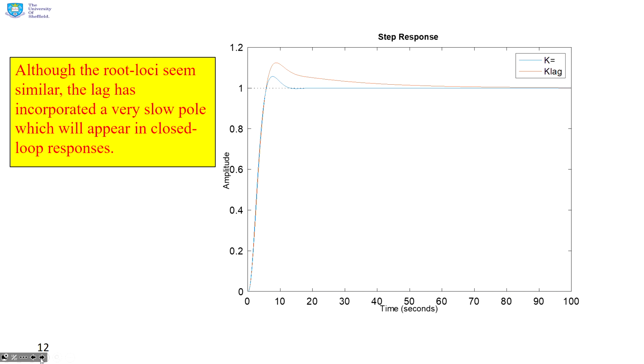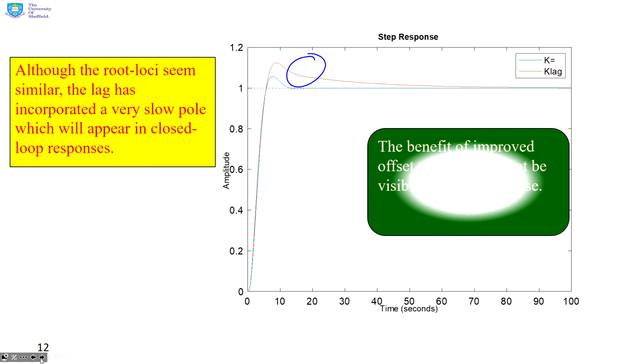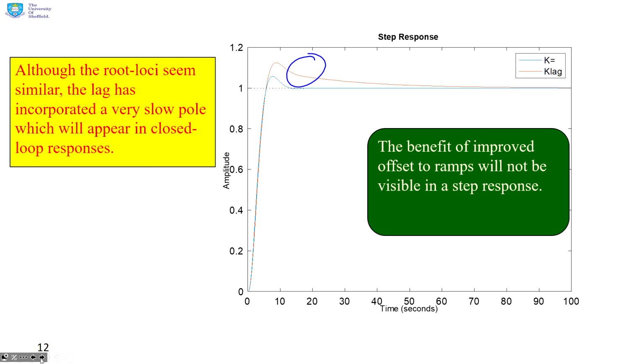If you look at the responses, unsurprisingly, you can see that with the lag, your overshoot is not quite as good as it was before, and you have got this very slow settling due to this very slow pole. And of course, the benefit will be seen if you actually do a ramp response. So the offset to ramps would be much smaller with this lag compensator added.